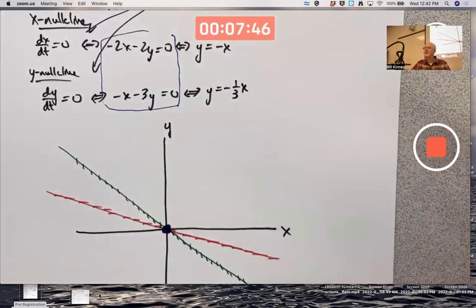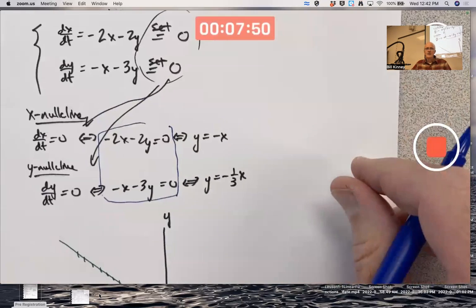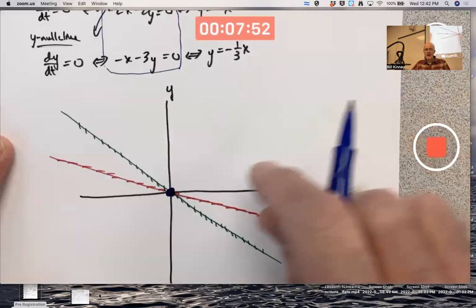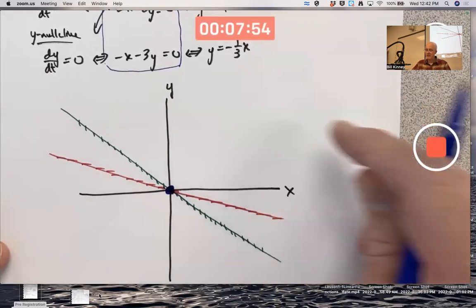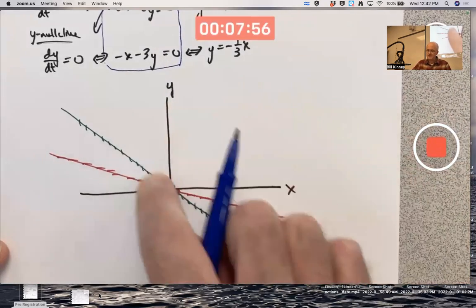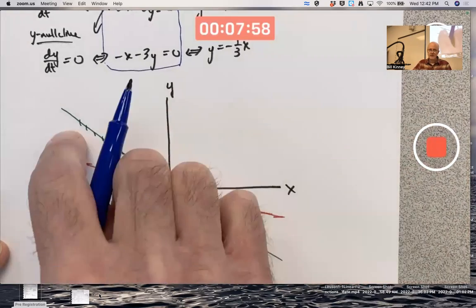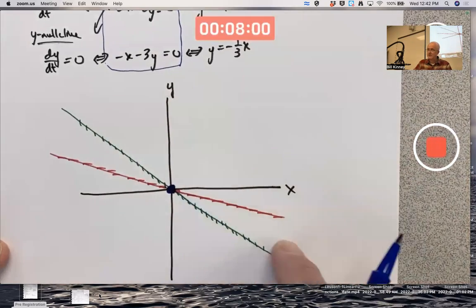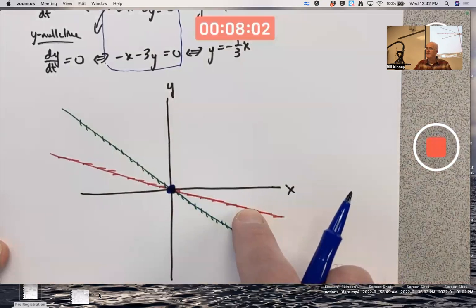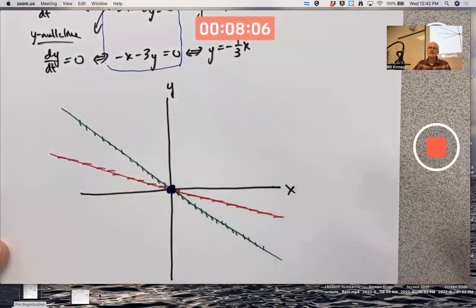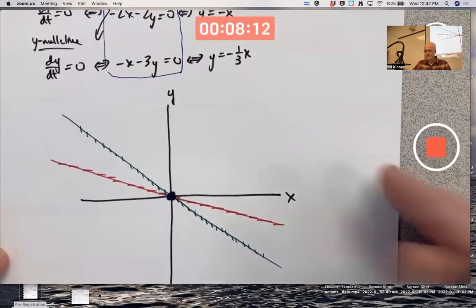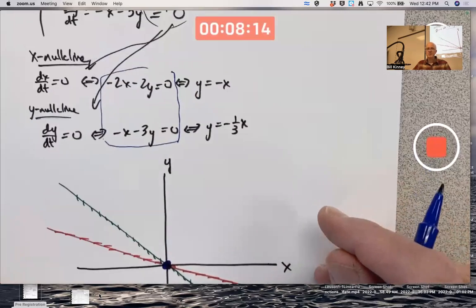But how do I decide what the other solutions look like? These two lines, these two nullclines, split the plane into 4 regions. This region up here, this region over here, this region over here, and this region over here, over which the vector field points either northeast, northwest, southeast, or southwest. How do you tell? Well, you can just plug in some points.